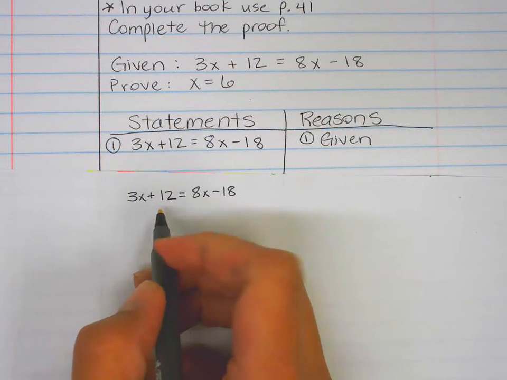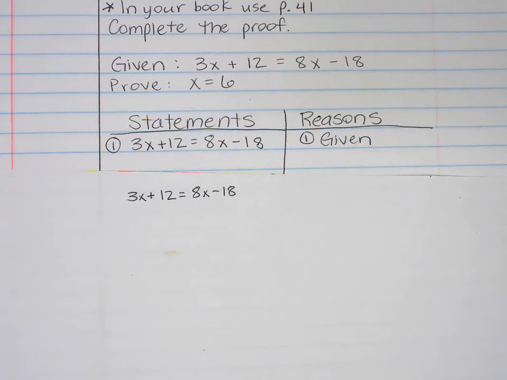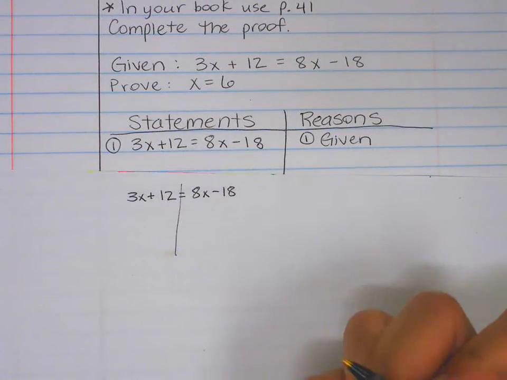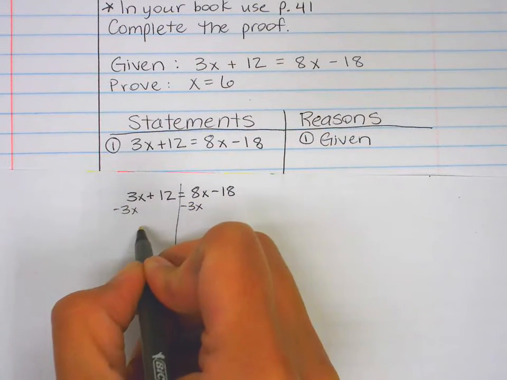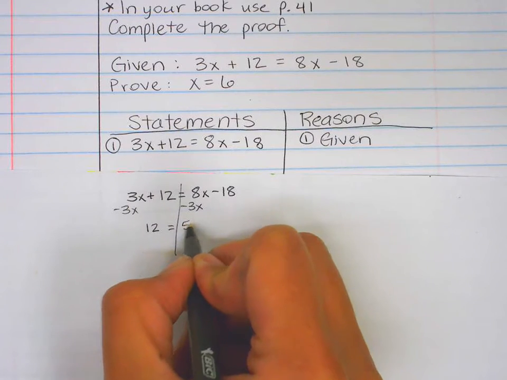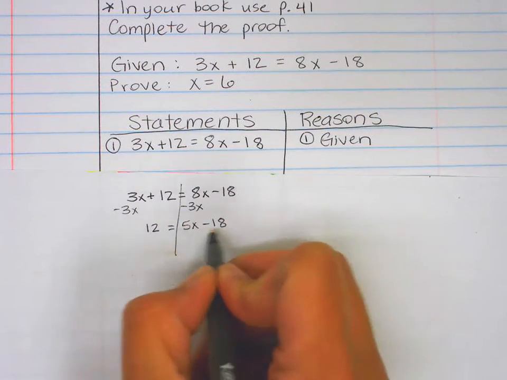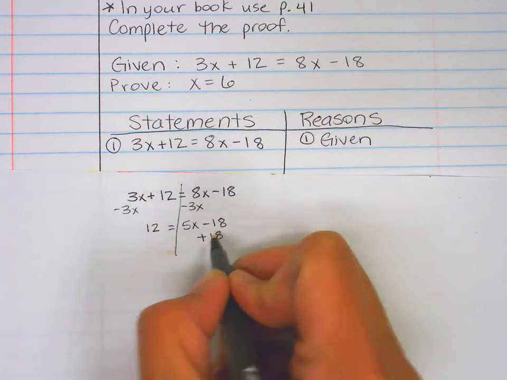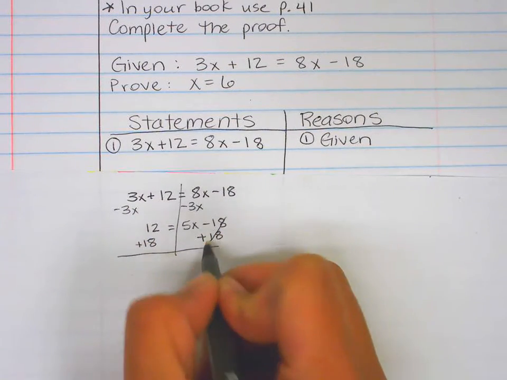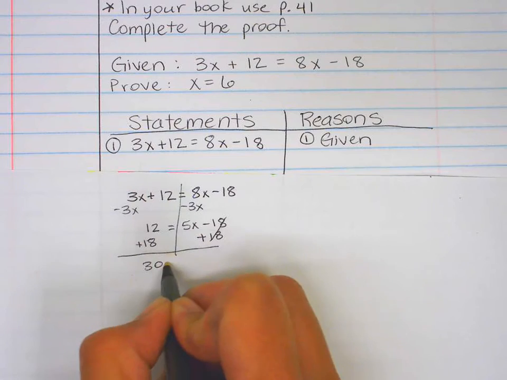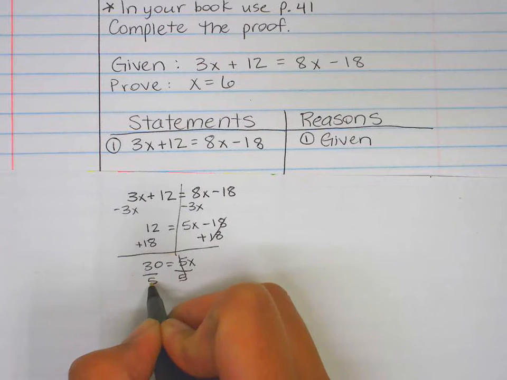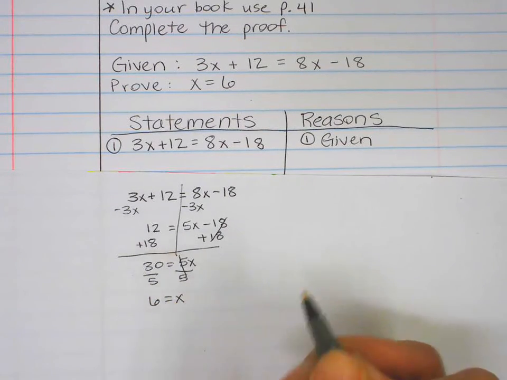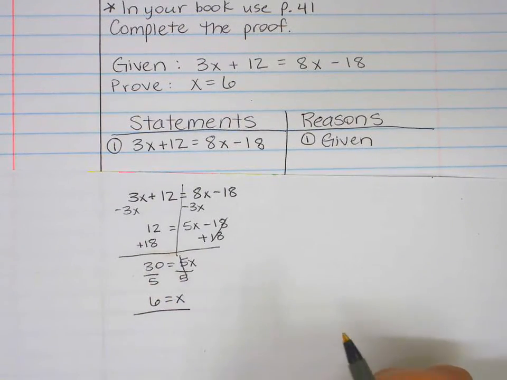Looking at this, if you want, draw your line down the equals. I would get my x's on the same side. Bring down the 12 equals 5x minus 18. I want my numbers on the other side, so I would add 18. Cancel that, and add it up. 30 equals 5x. Get x alone. Divide by 5. 30 divided by 5 is 6. So looking at my answer, 6 equals x.